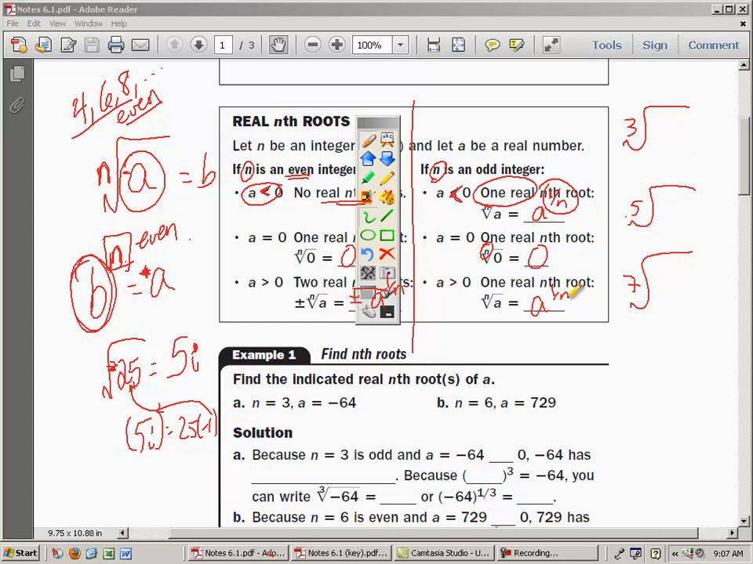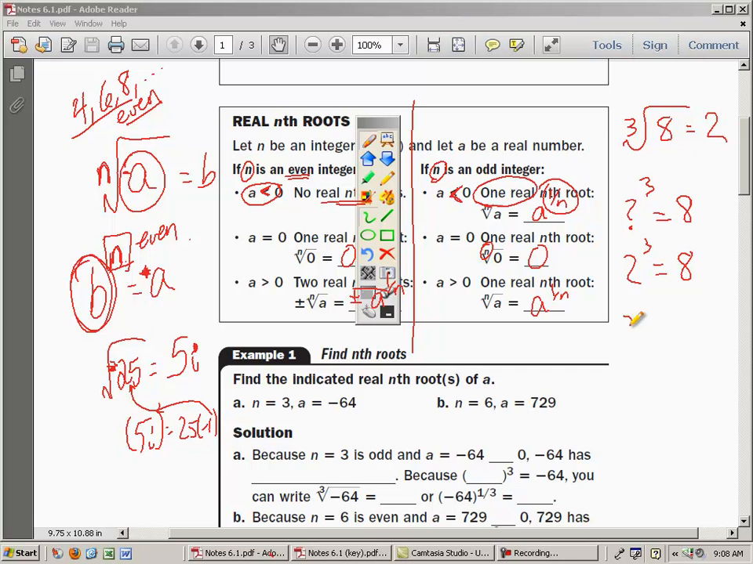So let's try an example. Let's do, for example, the third root of positive 8. Well, we're asking then, what number can I multiply by itself 3 times and get 8? Well, obviously that number is 2, because 2 cubed is 8. So the third root of 8 is 2.